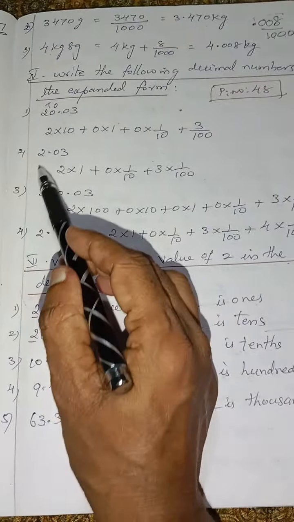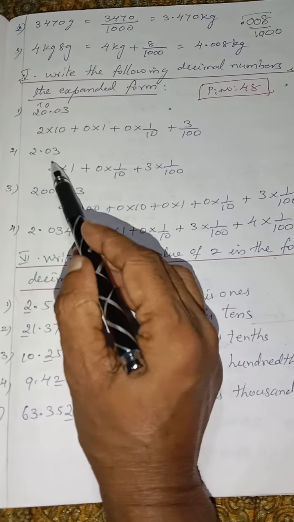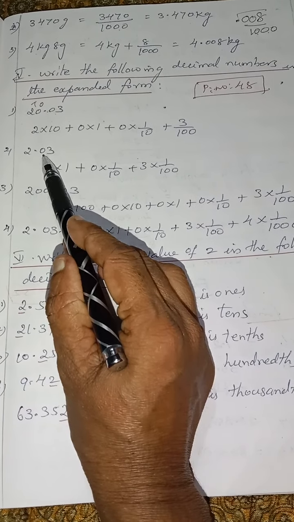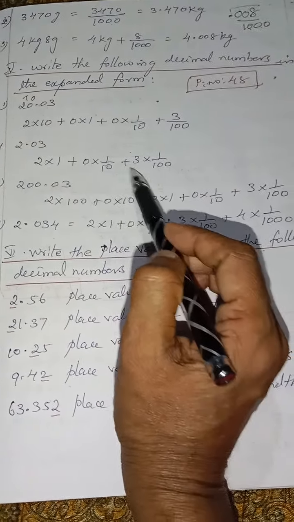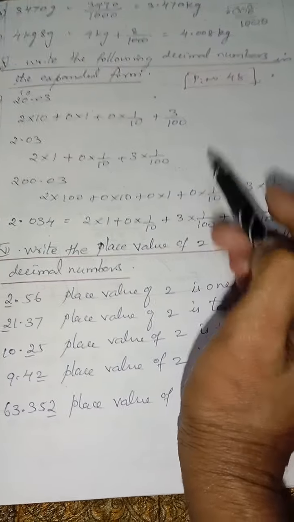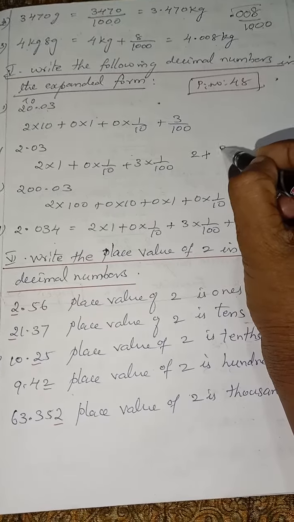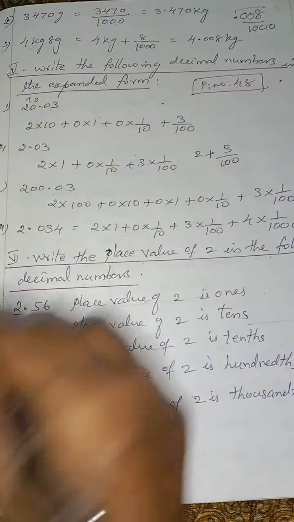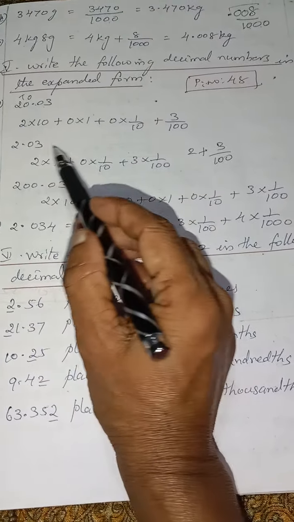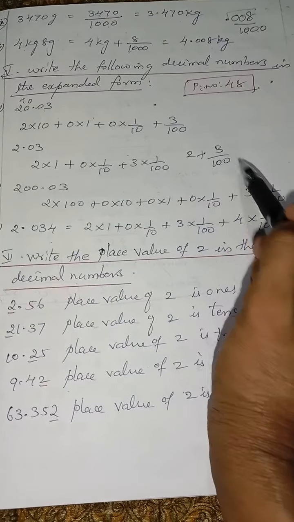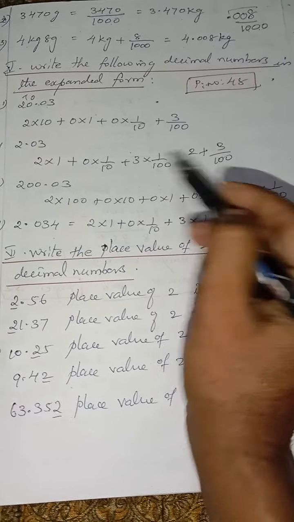Okay, then the second one, 2.03. 2 is in the ones place. So 2 into 1 plus, after the decimal the first digit is 0, so 0 by 10, plus the second digit is 3 by 100. You can simply write this as 2 plus 3 by 100. Okay, 2 plus, this is the second digit, so 3 divided by 100. This is also correct.